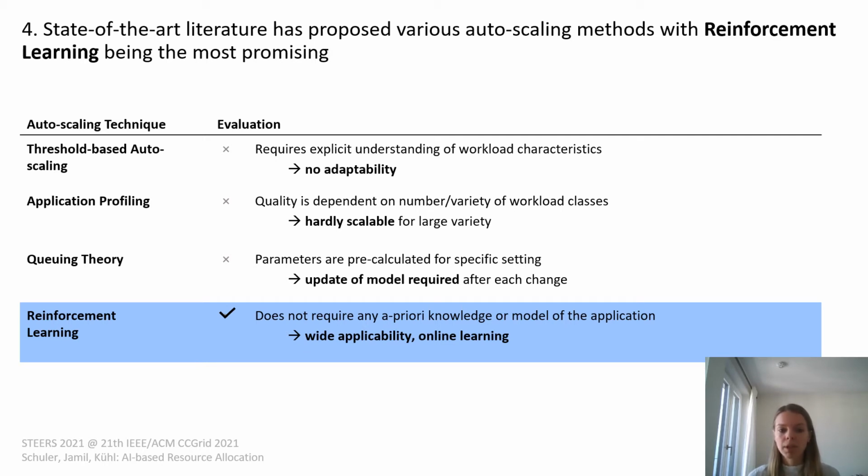A second approach is application profiling. Here, the workloads are categorized into different classes, and their sweet spot of scaling is identified. Of course, the quality depends on the number and variety of workload classes defined, and it's hardly scalable for a large variety. A third approach is queuing theory. Here a model is created simulating the system dynamics, which calculates the optimal utilization rates. This is a very static approach, and a change in application or workload would always require a recalculation of the whole model itself.